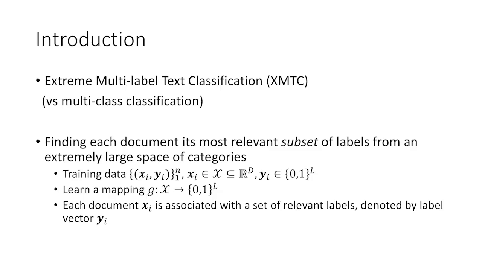So to start with, let me briefly introduce the definition of multi-label text classification, XMTC in short. It's about finding for a document its most relevant subset of labels from a very large space of categories. This is different from multi-class, where each document only has one label. So I believe everyone knows this. Now the notation. In our setting, the training data is denoted as XY pairs. X is the data, Y is the label, and our goal is finding a mapping from X to Y.